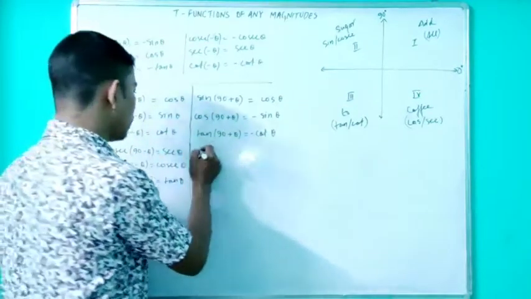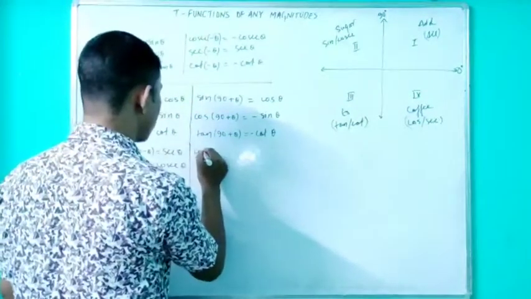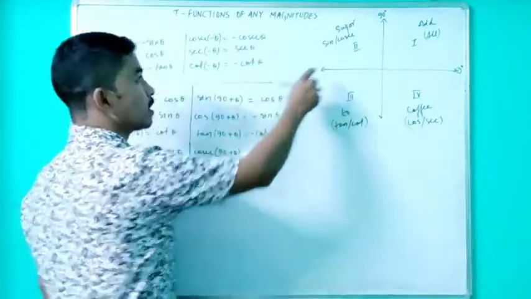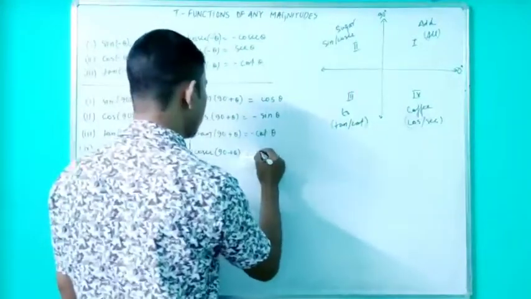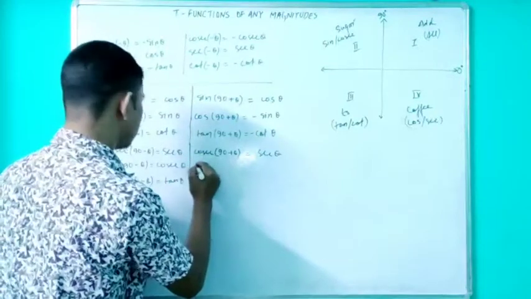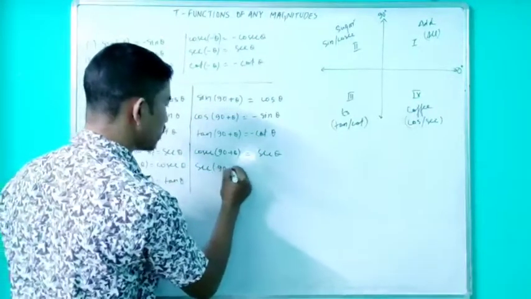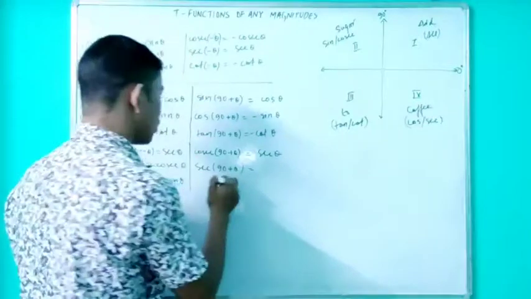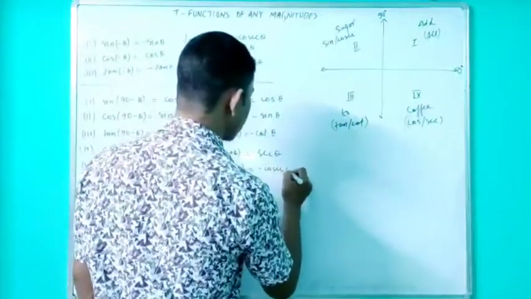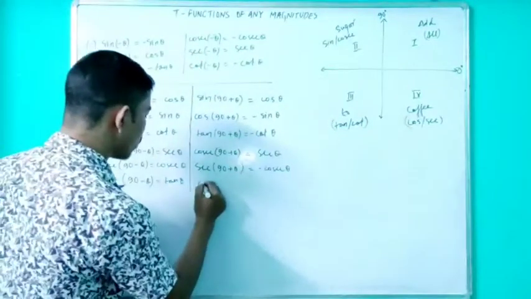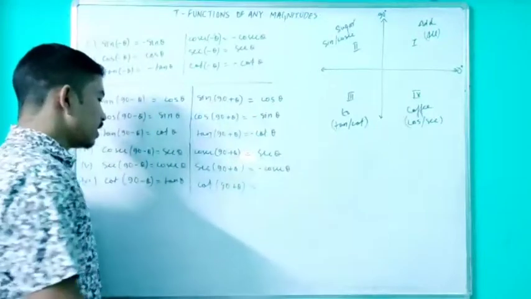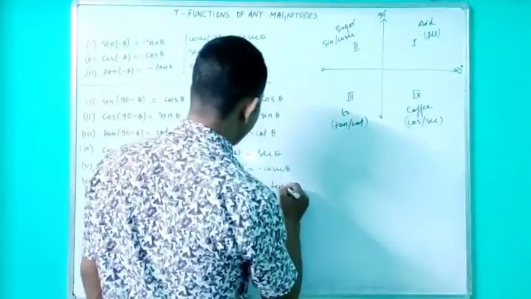So if you see in the next portion, you will get the cosec of 90 plus theta. Now see, the cosec in the second quadrant is positive, so it will become sec of theta. Then comes sec of 90 plus theta. So sec will change into cosec, but the sec in the second quadrant is negative, so it becomes minus cosec of theta. And finally I have cot of 90 plus theta. The cot in the second quadrant is negative, so the cot will change into minus tan of theta.